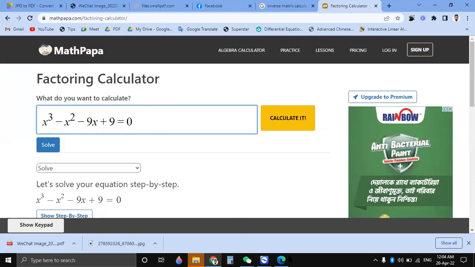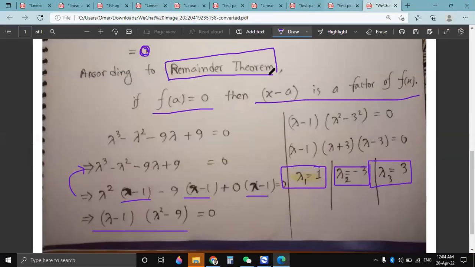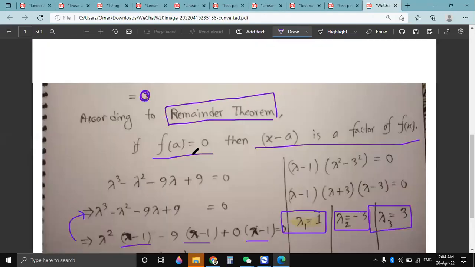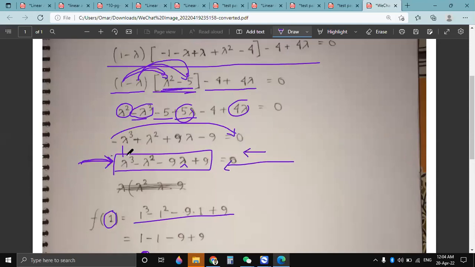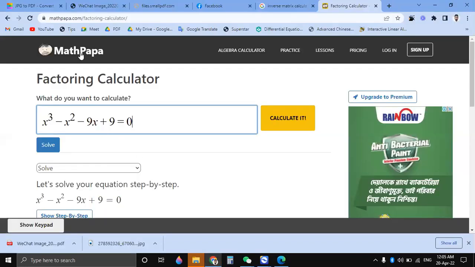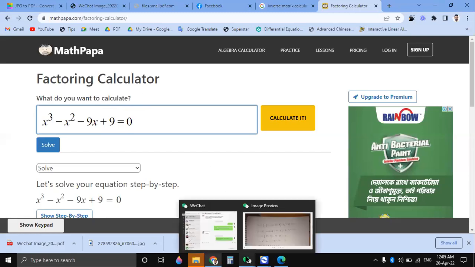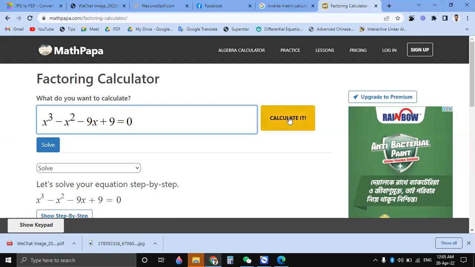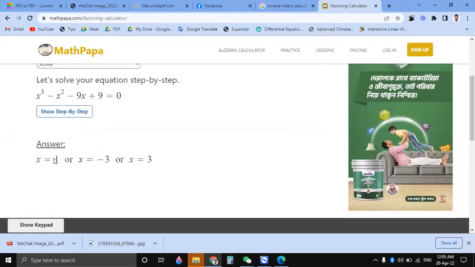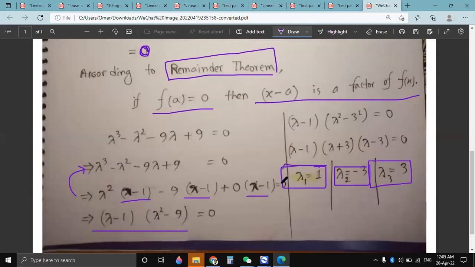So at the last step we got this equation, right? Lambda cubed minus lambda squared minus 9 lambda plus 9. We take this equation to this Math Papa factoring calculator. I have given the link in the WeChat group. Just write down this equation here and click on calculate, and you will get the answers. x1 equal to 1, x2 equal to minus 3, and x3 equal to 3. So 1, minus 3, and 3 are our eigenvalues. I have written here lambda 1 is equal to 1, lambda 2 is equal to minus 3, and lambda 3 is equal to 3.